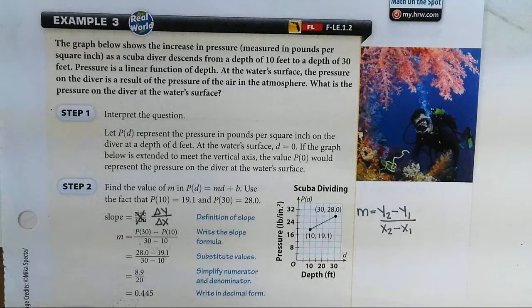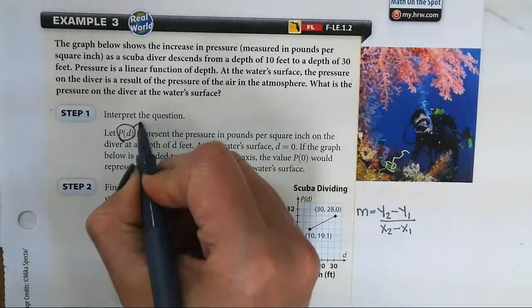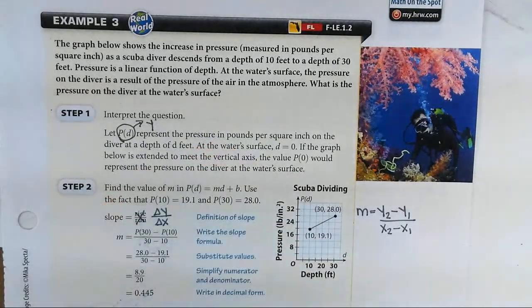What is the pressure on the diver at the water surface? So you need to first interpret the question. It's telling you to let P of D, again, don't let this fool you, P of D is going to be the same as Y. Let that represent the pressure in pounds per square inch on the diver at a depth of D feet.